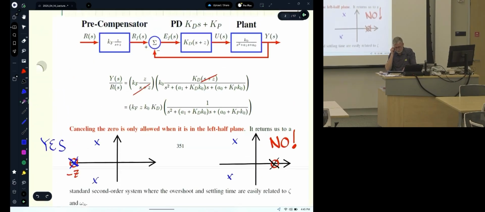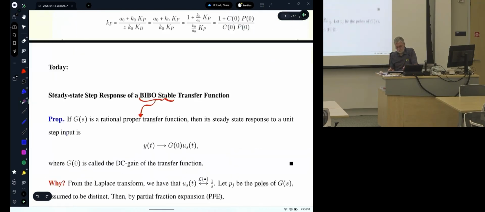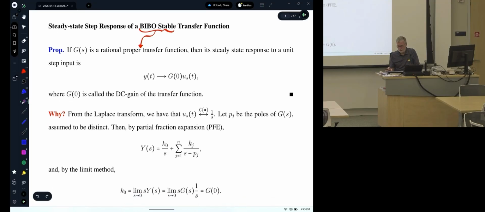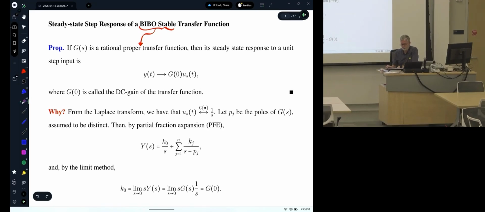Now, the next thing is, here's the output, here's the reference. We would like it to be such that if we set the reference at a constant value, the output goes to the same constant value. So that's the first thing I want to go through today. It's called the steady state response of the system.